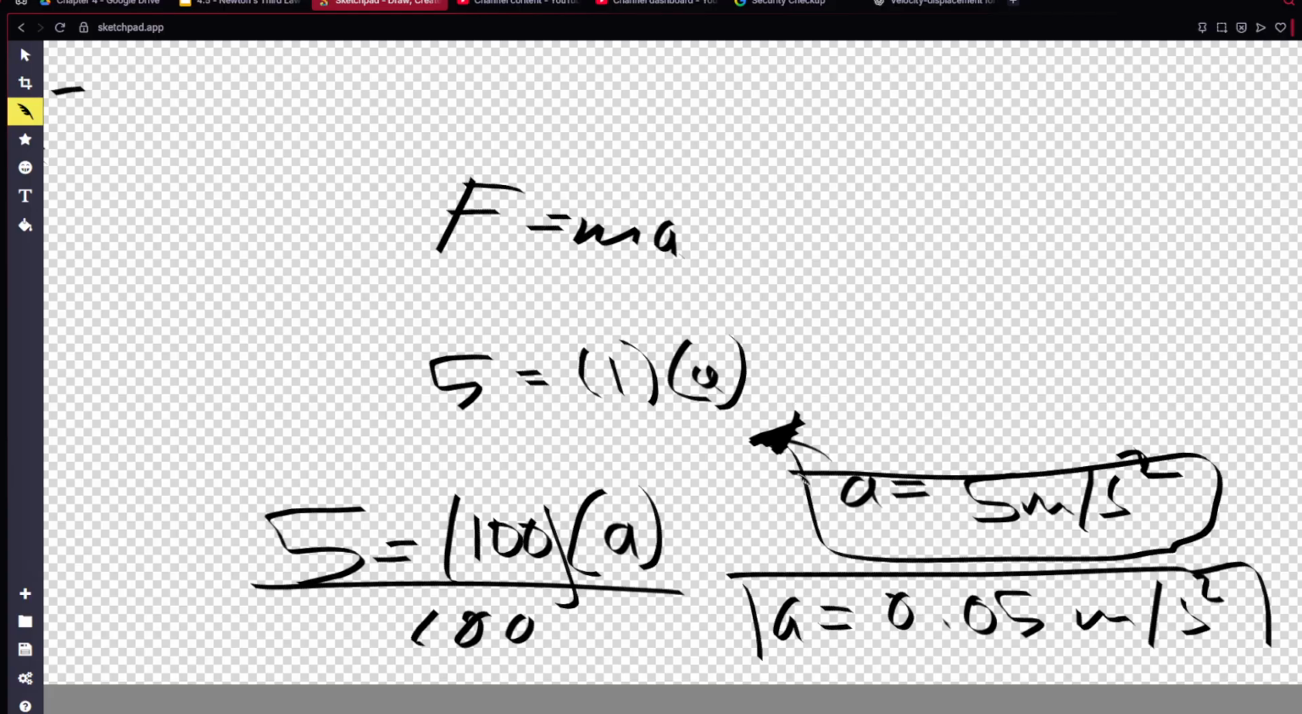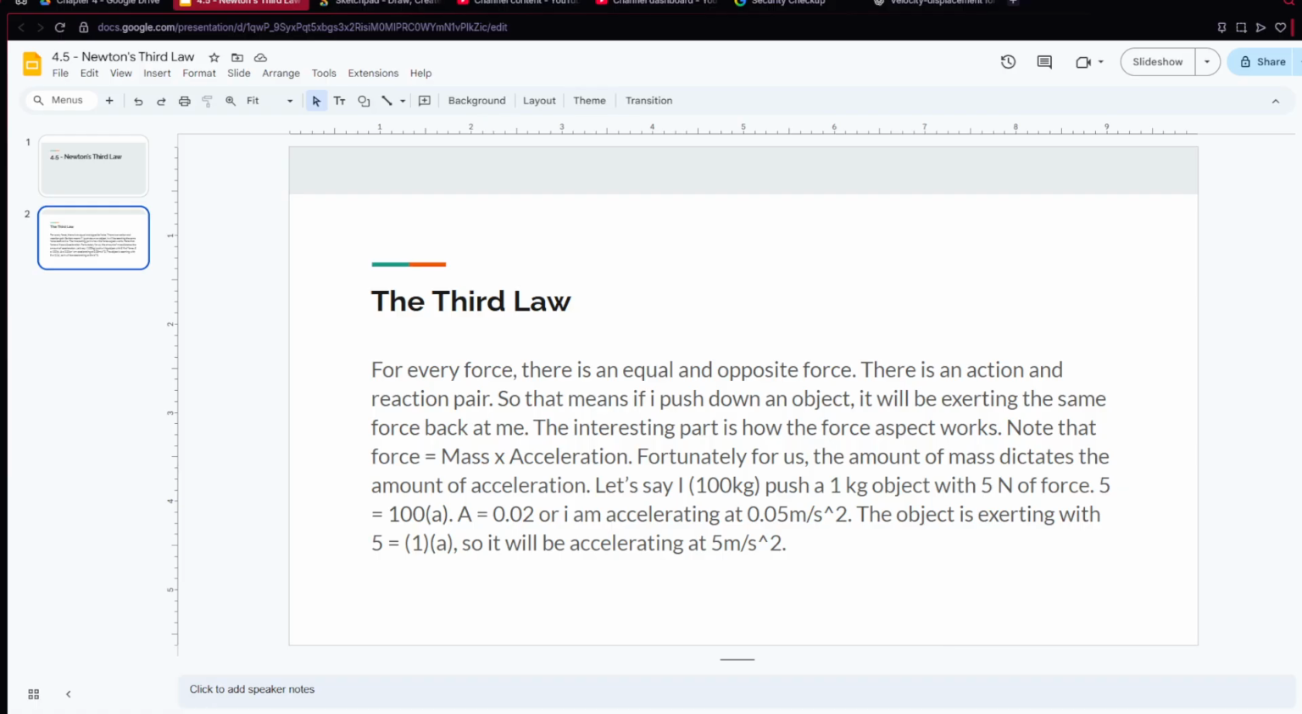And that's why if I apply 5 newtons of force to an object with 1 kilogram, it'll accelerate at 5 meters per second squared, while I'll only accelerate 0.05 meters per second squared in the opposite direction. But it's still the same amount of force that we're applying. It's just that this force affects me less because I'm bigger. And we use force equals mass times acceleration to prove that. So that's all for 4.5. That's the third law.